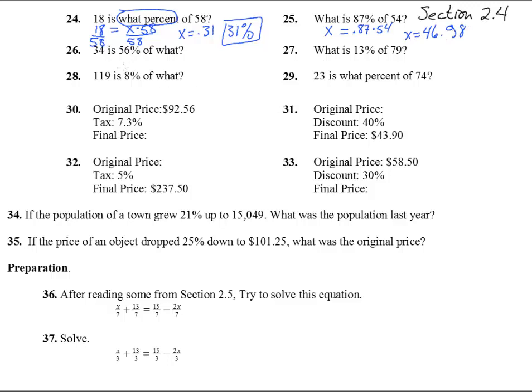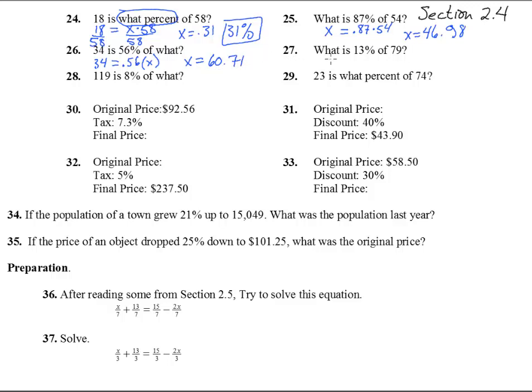Number 26. 34 is 56%, that's 0.56, of what? And we're trying to solve that equation. That's a one-step equation. We can solve it, divide by 0.56, and we get 34 divided by 0.56. Punch that in a calculator, and you get 60.71. 60.7 would probably be all right.